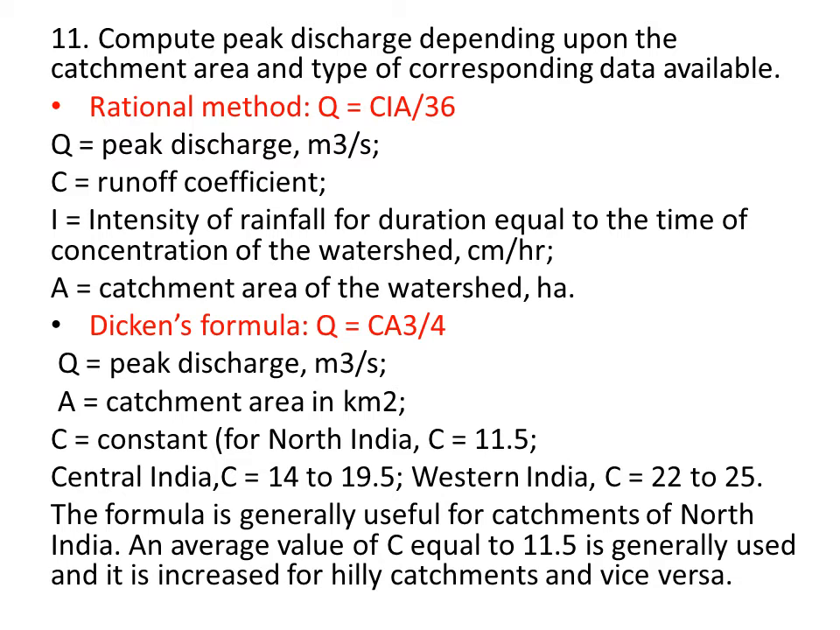Empirical formula, Dickens formula, Q equal to C into A to the power 3 by 4, where Q is peak discharge in meter cube per second, A is catchment area in kilometer square, and C is a constant which for North India is about 11.5, Central India 14 to 19.5, and Western India C equal to 20 to 25. The formula is generally useful for catchments of North India. An average value of C equal to 11.5 is generally used, and it is increased for hilly catchments and vice versa.